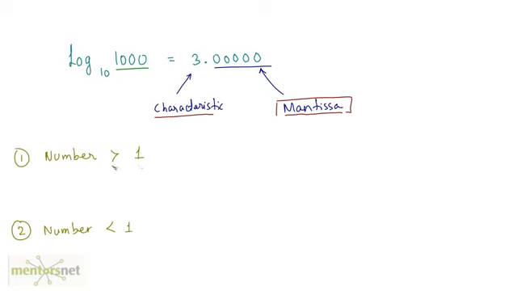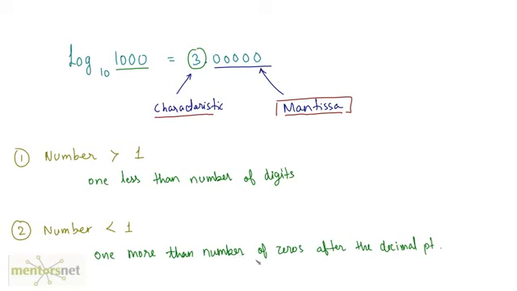When the number is greater than 1, the characteristic is 1 less than the number of digits in that number. The number of digits in 1000 is 4, and hence its characteristic is 4 minus 1, and that's 3. When the number is less than 1, then it's a little bit different story. The characteristic is 1 more than the number of zeros after the decimal point.